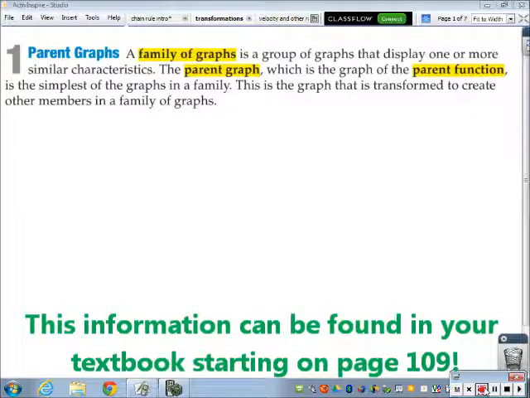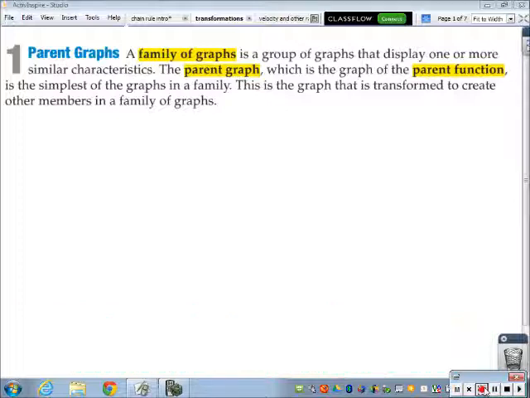Hello, this is Mrs. Taylor, and I'm going to go over the different transformations that you can have of a parent function. These definitions and graphics are out of your textbook, the Glencoe Algebra 2 textbook. So first let's start talking about what a parent function is.